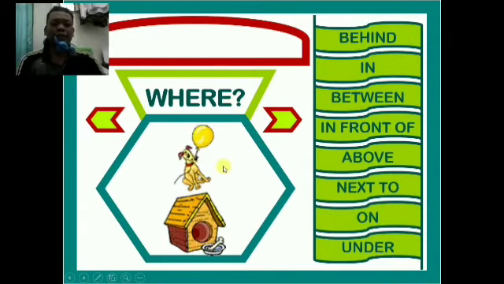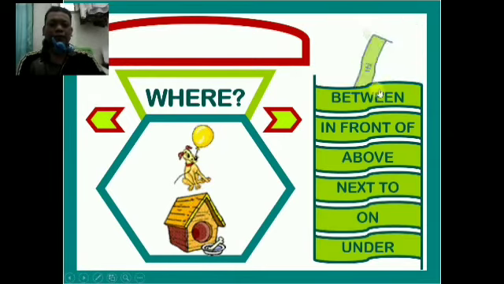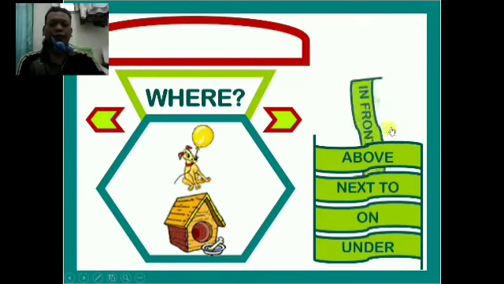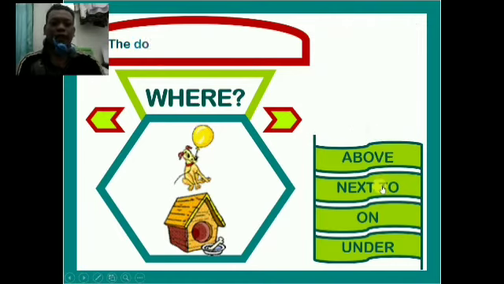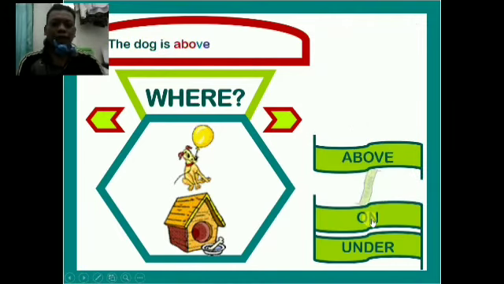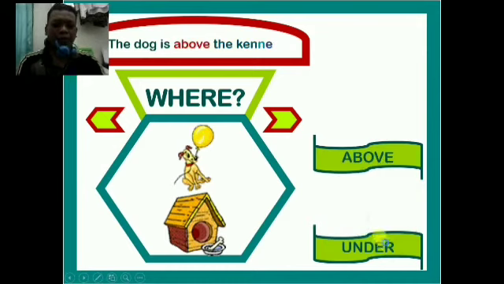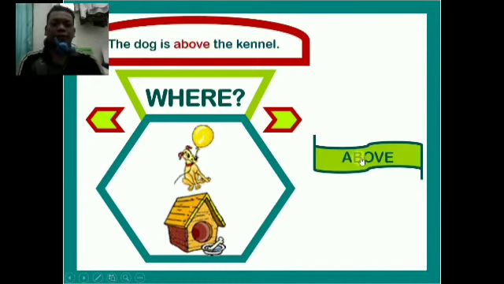What about this? This is, yes, a few centimeters above the reference. The reference is the kennel. So behind, no. In, no. Ini di atas ini, ya. Between, in front of, di depan. Above, ya, paling cocok adalah above. Next to, tidak. Sebelah. On, di atas, menempel, bukan. Under. So the correct one is above. The dog is above its kennel.